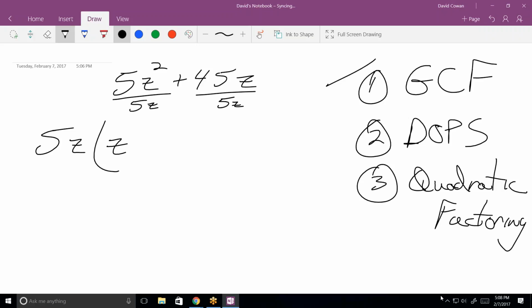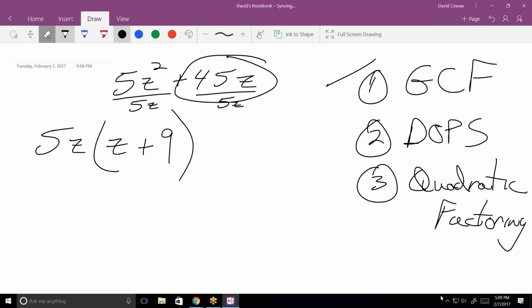And as you're factoring it, multiply these back together and make sure you get 5z squared. And you do. Plus 9? Multiply that back together and you get 45z.